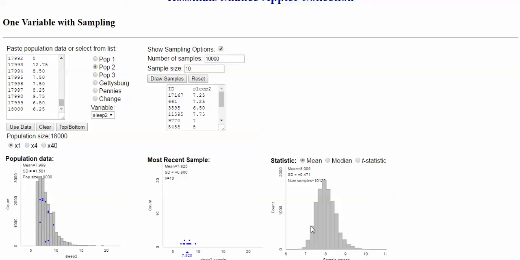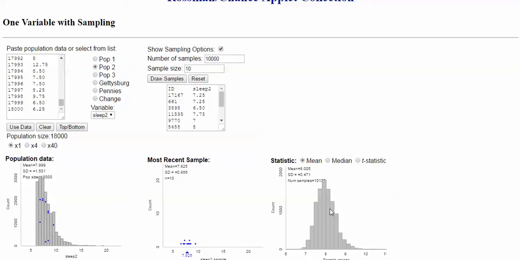So we can see that this sampling distribution is positively skewed, just like the population. It's positively skewed just like the individuals in the population. It's not as skewed as the population is, but it's still somewhat positively skewed. So this shape does kind of look similar to this shape.